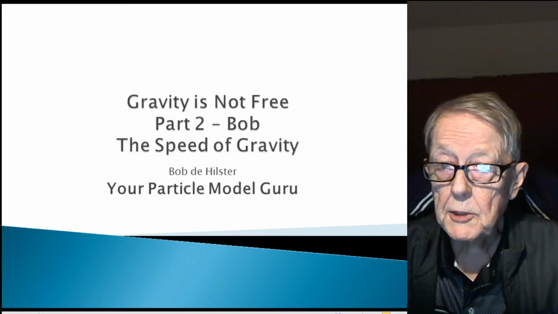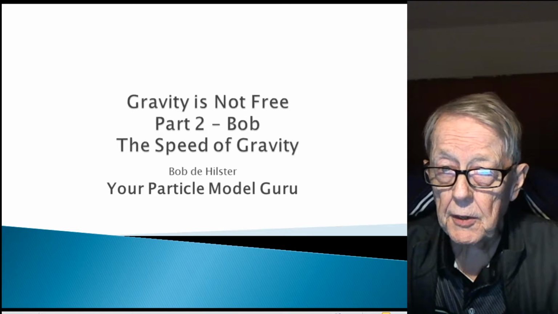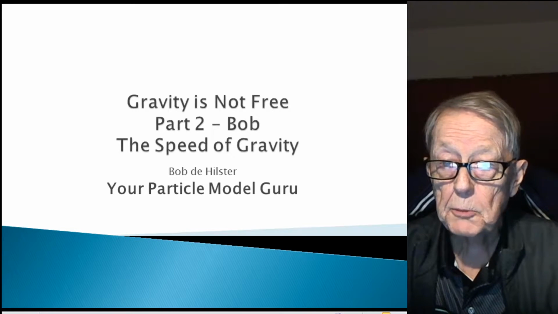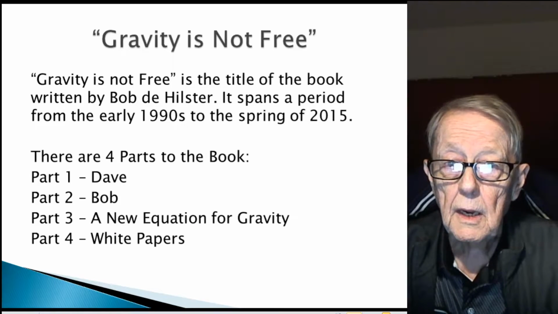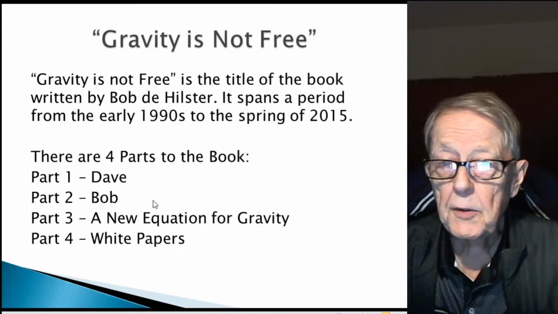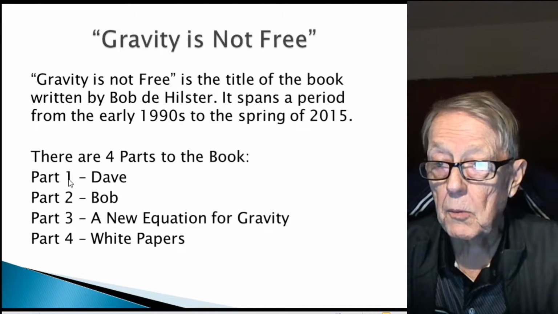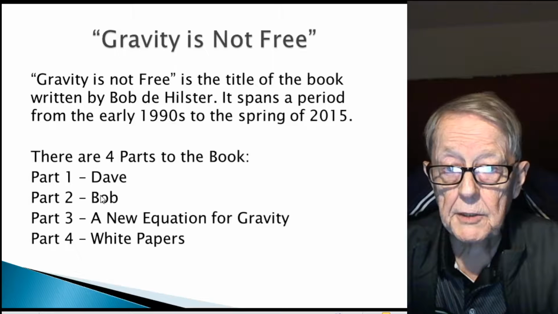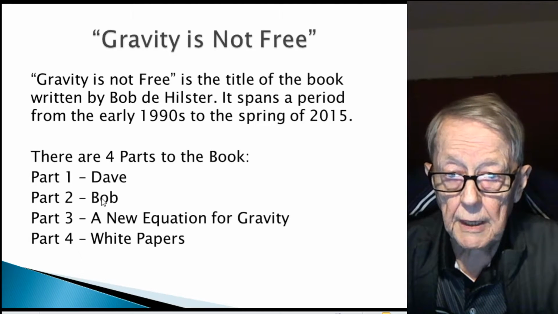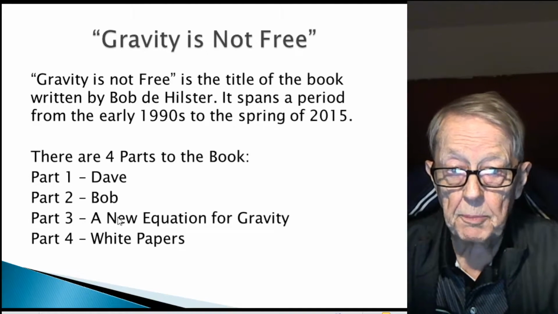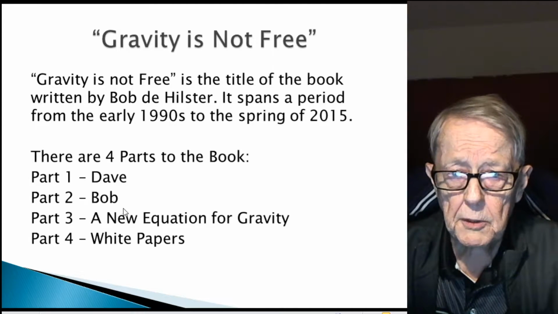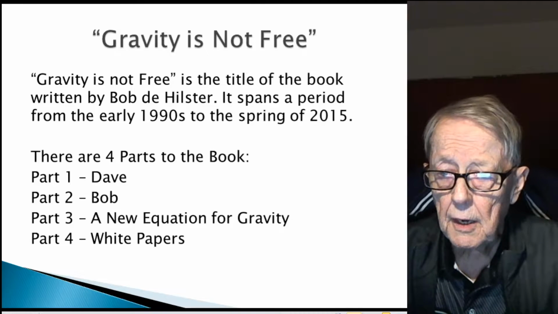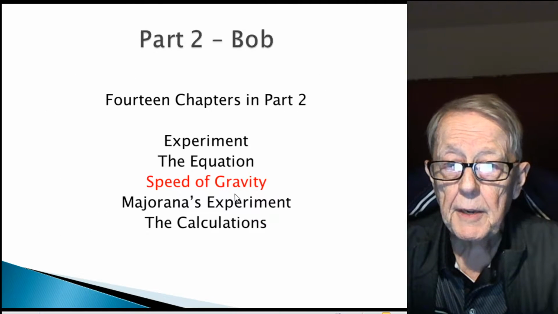Part 2 of the book is about me, and in particular we're going to talk about the speed of gravity. The book is divided into 4 parts. I've already covered part 1 with Dave. We're in the process here of doing part 2, and I'm going to skip 3 and jump to 4 later. But today we're going to talk about the speed of gravity.